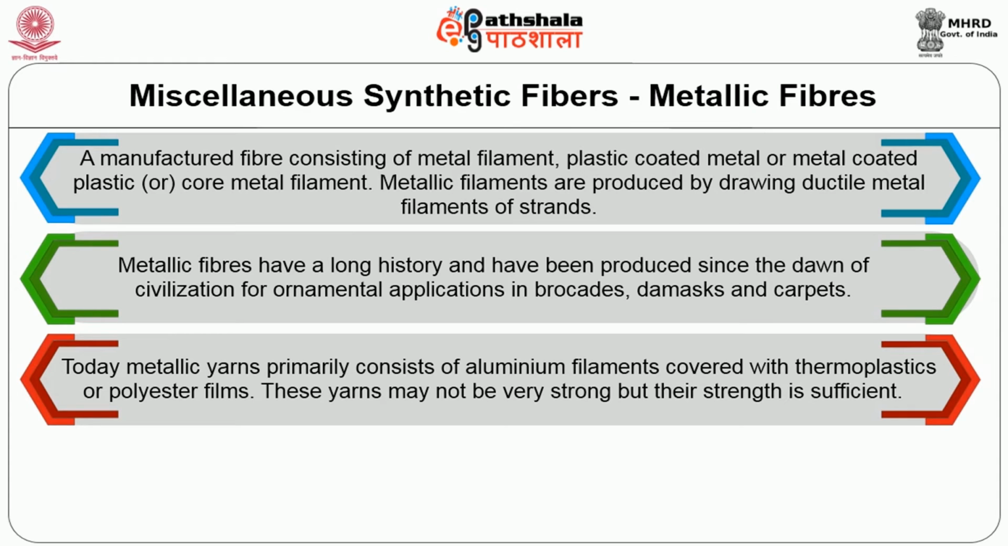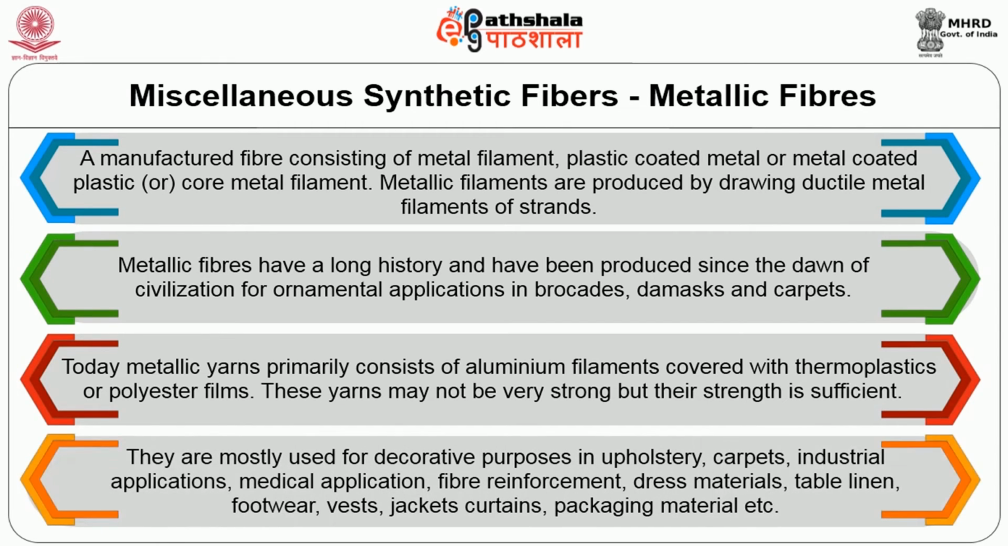Today, metallic yarns primarily consist of aluminum filaments covered with thermoplastic or polyester films. These yarns may not be very strong, but their strength is sufficient to withstand the wear and tear during the process of weaving. They are mostly used for decorative applications in upholsteries, carpet industries, medical applications, fiber reinforcements, some of the dress materials, table linen, footwears, vests, jackets, curtains, and packaging materials. So these are some of the applications for which the metallic fiber is used only with the objective of decorative purpose.